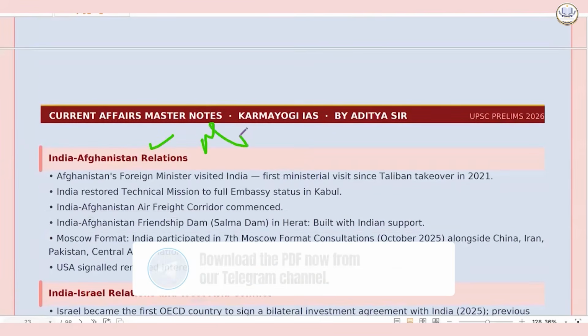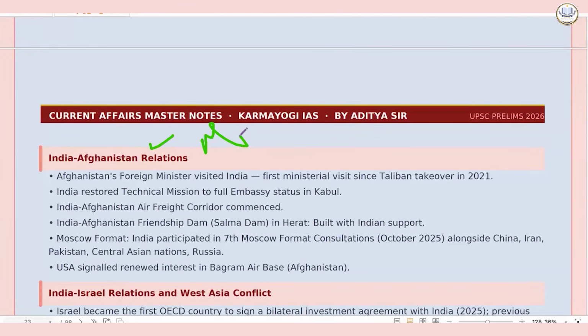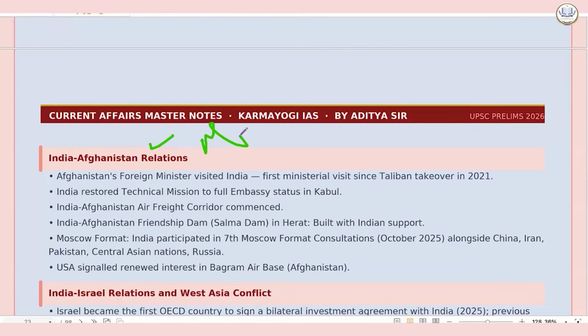India-Afghanistan relationship is very strong and very historic. You must have heard people like Sher Shah Suri or Afghanis, Lodhis. Afghanistan foreign minister visited India, first ministerial visit since Taliban takeover in 2021. India restored technical mission to full embassy status in Kabul. India-Afghanistan air freight corridor commenced. India-Afghanistan friendship dam, that is Salma Dam, is in Herat, built with Indian support.